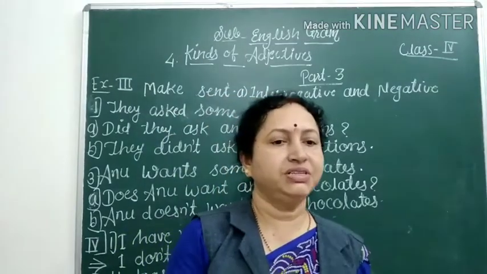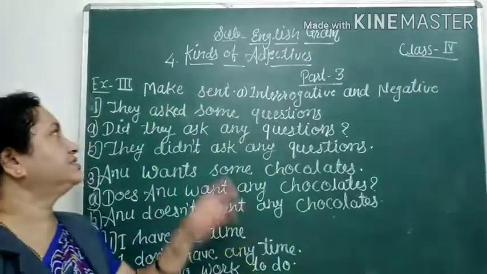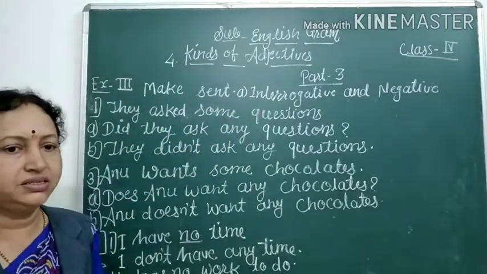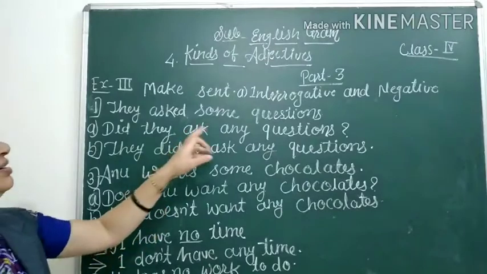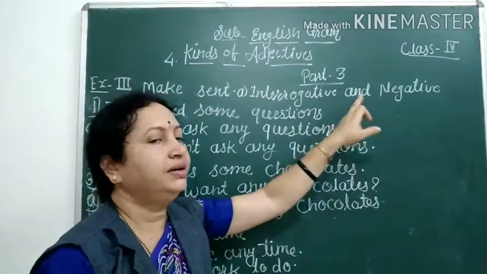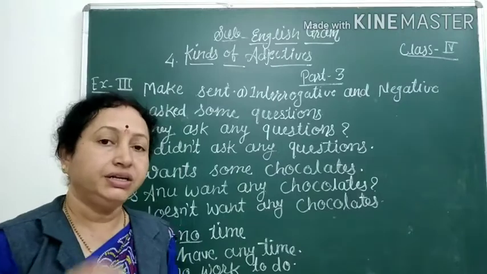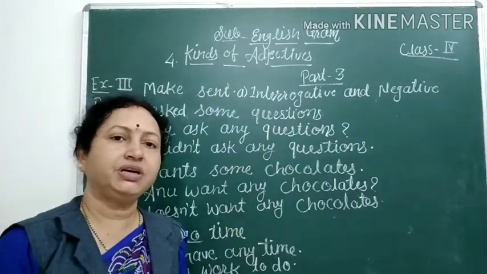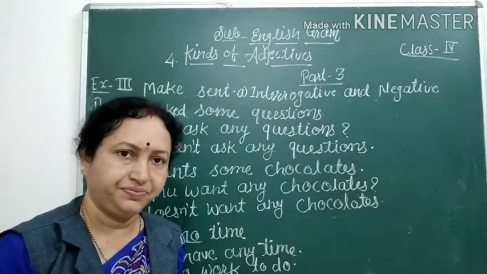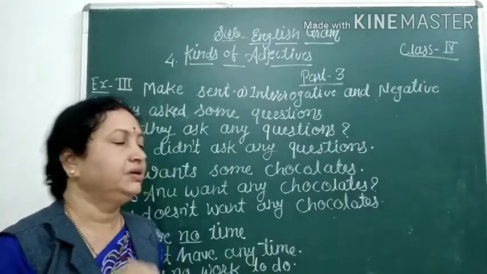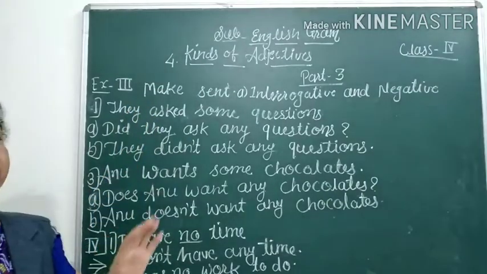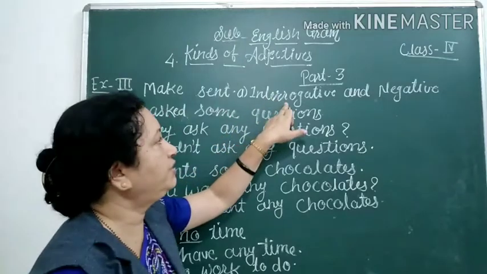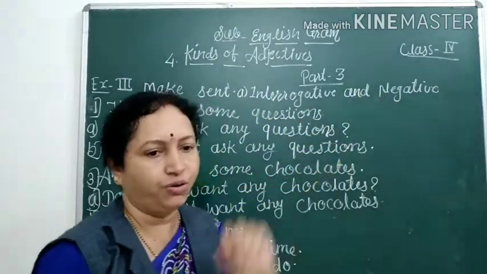So today we will start our exercise number 3. In this exercise we have to make interrogative and negative sentences. Interrogative means a question-mark sentence, and negative means we have to use "not" here. Not means negative. So in this exercise, how will we make these sentences into interrogative and negative form?